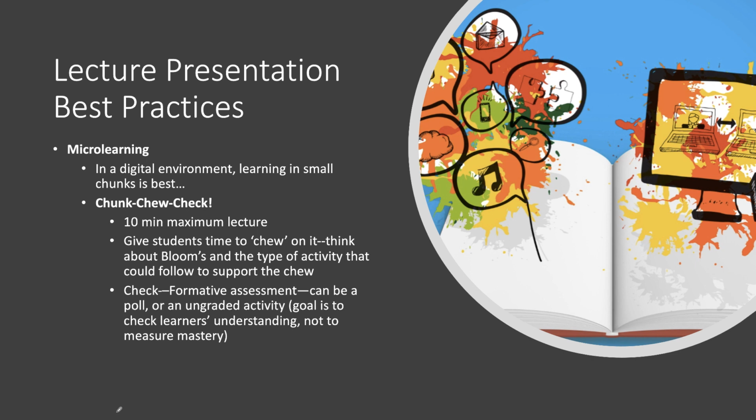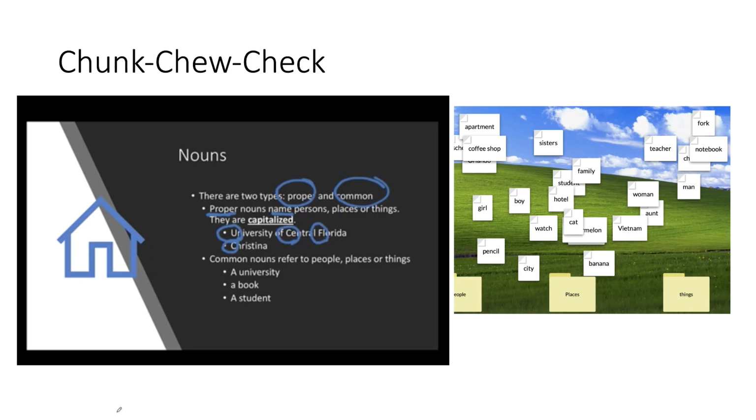So chunk, chew, check: a 10-minute maximum lecture, then give an activity for students to chew on it, thinking about Bloom's taxonomy, and then checking. Using some kind of formative assessment, you can use some polling or something just to check their understanding. So here's an example of chunk, chew, check.